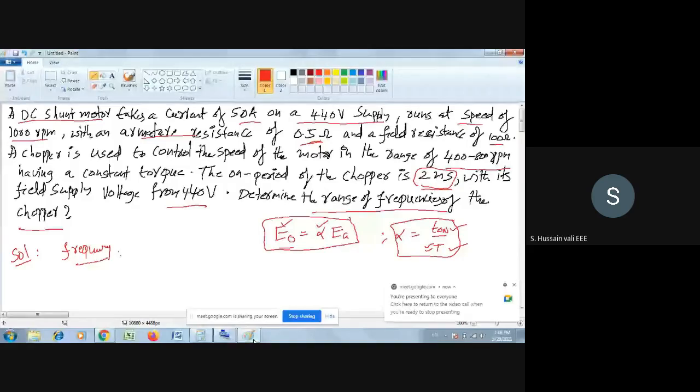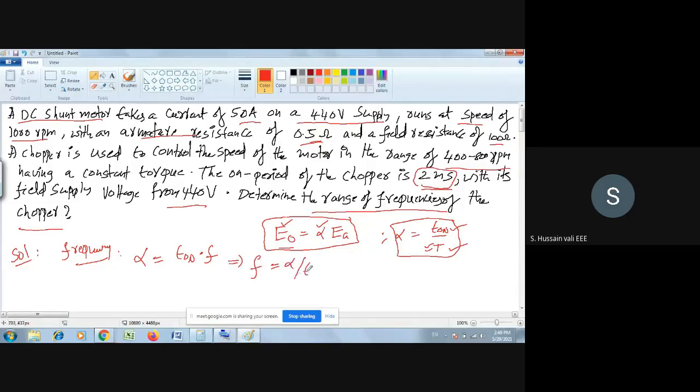So one thing we will do here: you want to find out the frequency, so first of all find where the frequency is. Alpha is equal to T on into F, I will write, because 1 by T is F. So here you have F. What is the value of F here? F is equal to alpha by T on.